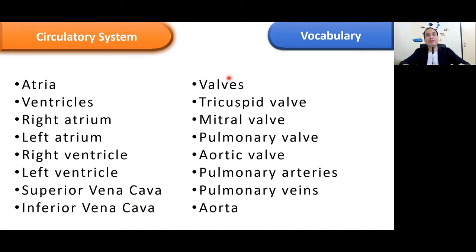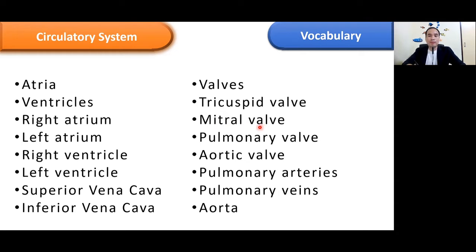Okay, next word we have valves. Next word we have tricuspid. Tricuspid valve. Okay, next word we have mitral. Mitral valve.